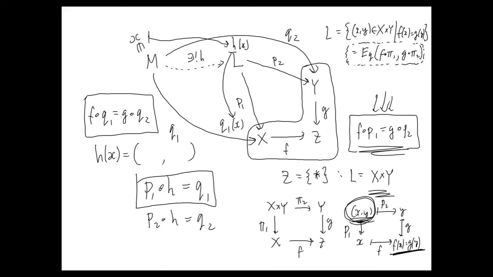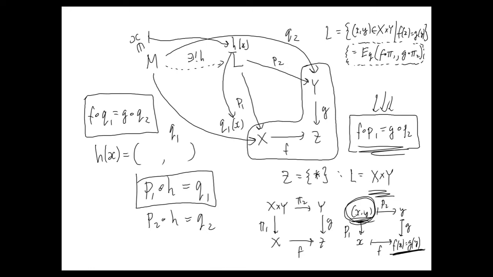So P1 will map (x, y) to x, and P2 will map (x, y) to y. And that's why Michaela was telling us that maybe these are the projection maps. But remember that L is not the entire Cartesian product, so we can't call it pi 1. P1 is a restriction of that pi 1 onto the subset L.